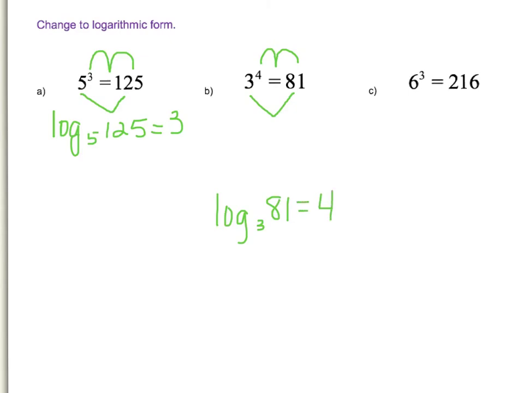Now let's do example C. We will have log base 6 of 216 is equal to 3. So when we write it, it will look like this. Log base 6 of 216 is equal to 3.